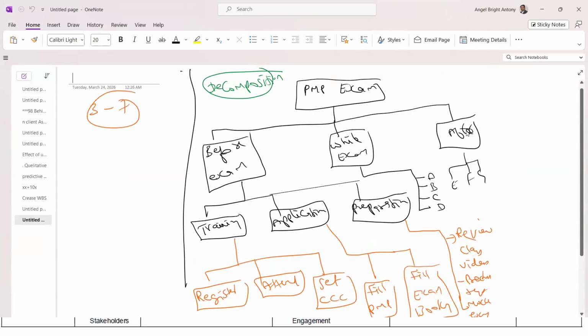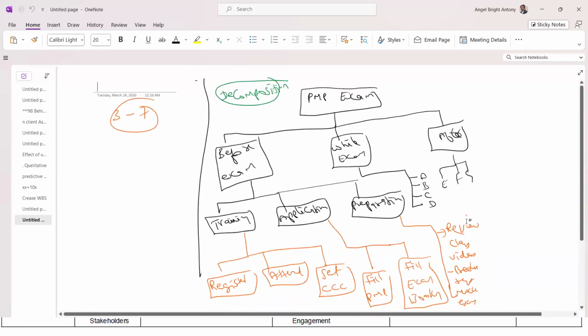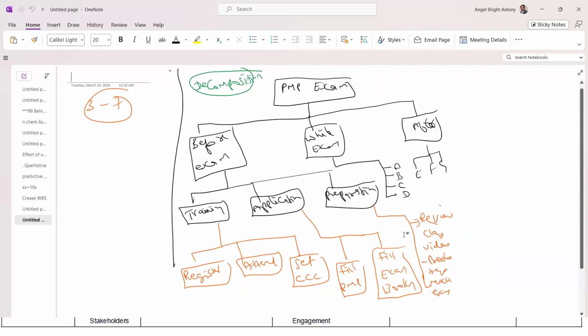We just put it as ABCD, and after as EFG. Training we further decomposed into register, attend, get course completion certificate. Application into fill the PMP application, fill exam booking application. Then preparation: review the class videos, practice questions in LMS, take the mock examination, etc.